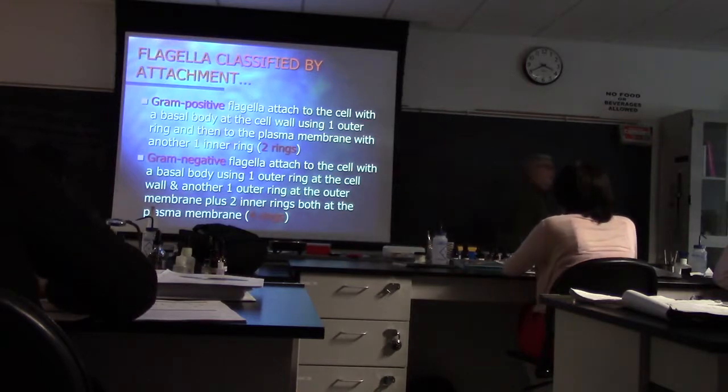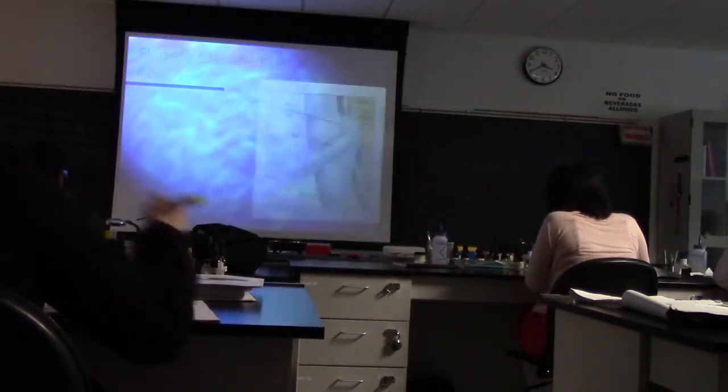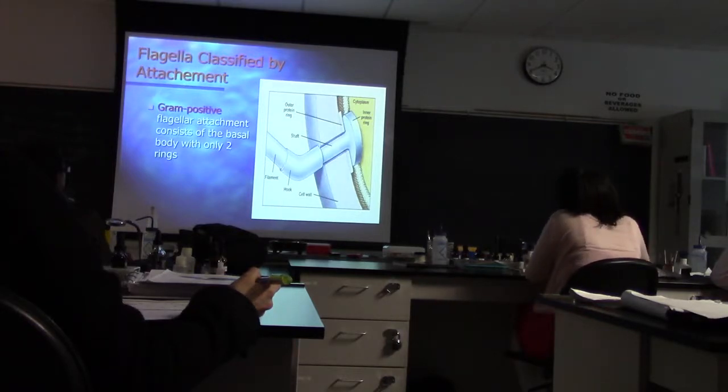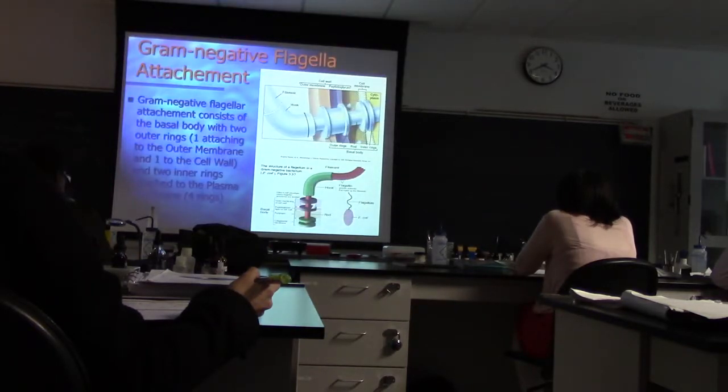So, the anchors for the flagella, and the last thing about flagella that I'm going to tell you. How do you know it's gram-positive? It just has two anchors. One in the plasma membrane, one between the plasma membrane and the cell wall. This is gram-negative. Four anchors. One in the plasma membrane, one between the plasma membrane and the cell wall, one between the cell wall and the outer membrane, and one in the outer membrane. Four.